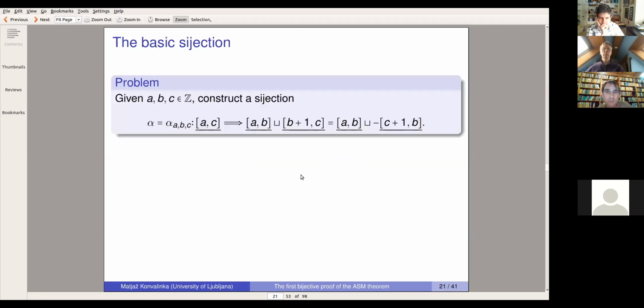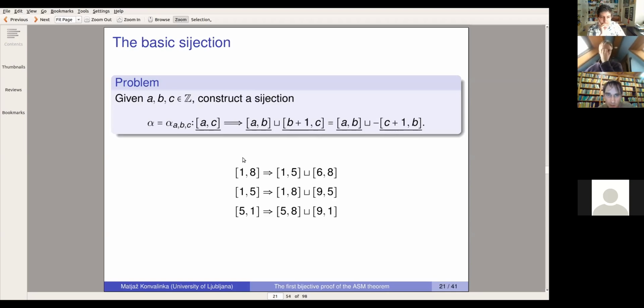Okay, and here, I told you that the signed intervals are the building blocks of signed sets. And this sijection alpha, a very simple sijection, is the building block for all other sijections we're going to consider. It says that there's a sijection from the signed interval from A to C to this disjoint union, A to B, and then B plus C to C. This is the same as this second disjoint union. I just used that property of what the opposite of a signed interval is.